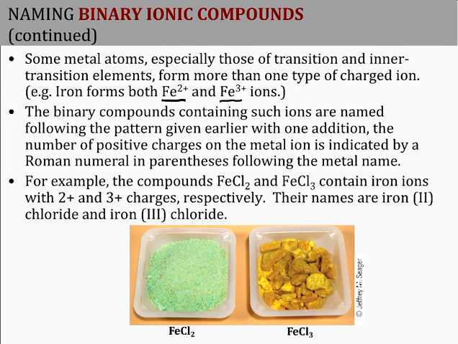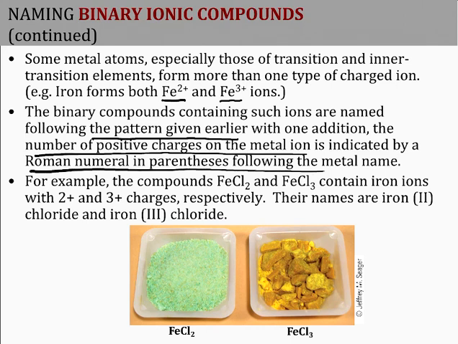So the binary compounds that contain ions like these are named following the pattern given earlier with one addition. The number of positive charges on the metal ion is indicated by a Roman numeral in parentheses following the metal name. So down below we have a couple of examples where iron is bonded to chlorine, but we have different ratios of iron and chlorine. In the left-hand compound, we have this powdery greenish yellow substance.